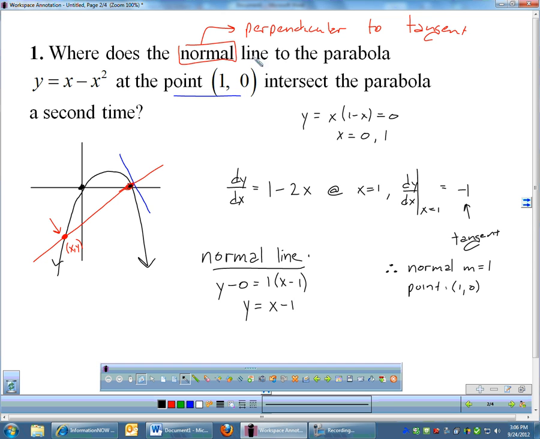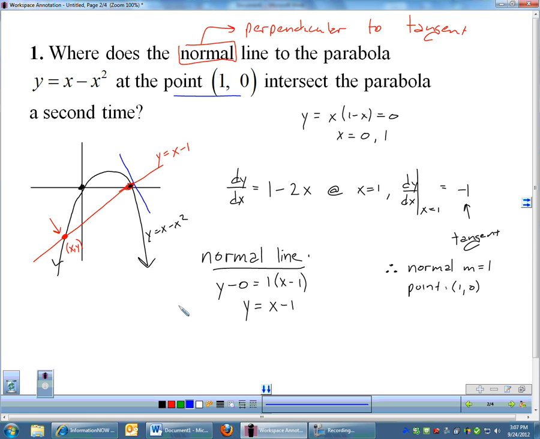It referenced the normal line, so I found the normal line, but what I'm interested in finding, again, is where my normal line hits my graph a second time. So really, all I need to do now is find the intersection of my normal line, y equals x minus 1, and the parabola, y equals x minus x squared. And if you ever want to find the intersection of two graphs, you set them equal to each other.